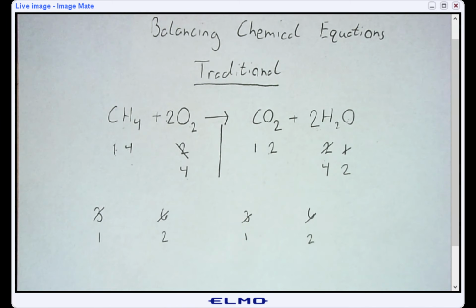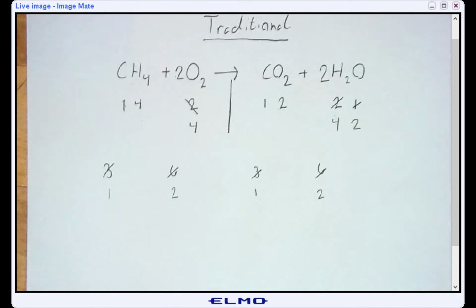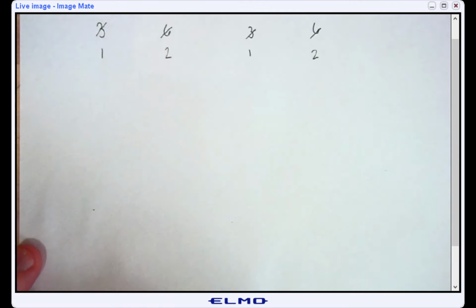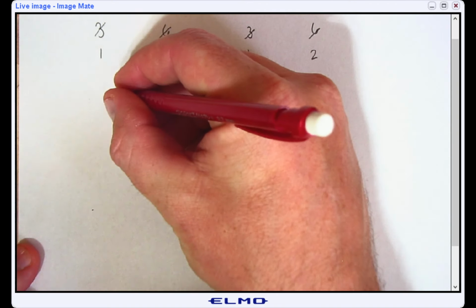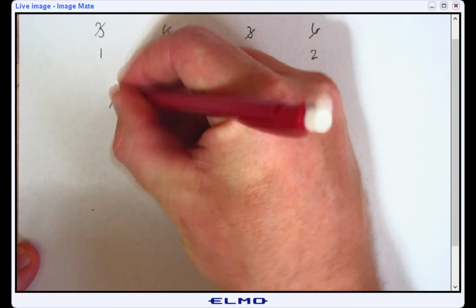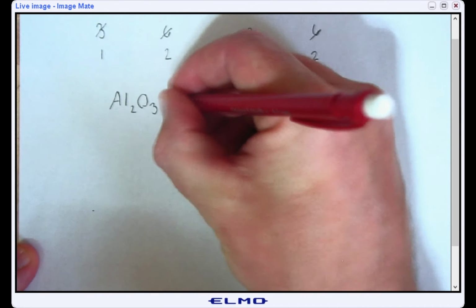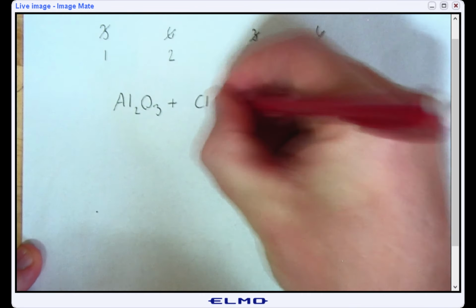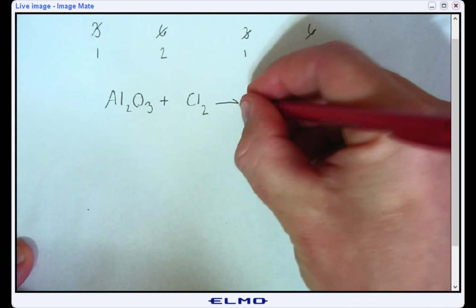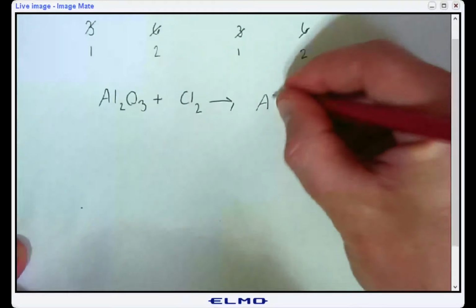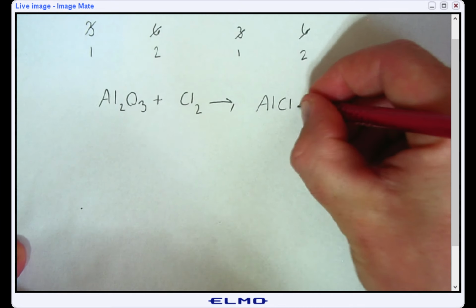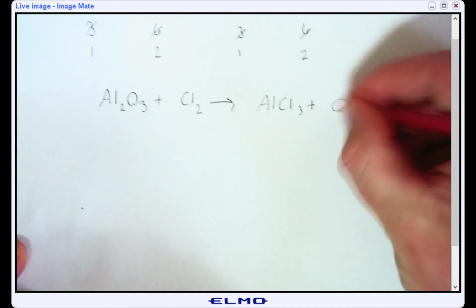Let's look at another type of traditional one, okay? Let's put this paper up just a wee bit, and let's look at another one. Let's go to aluminum oxide plus chlorine gas yields aluminum chloride plus O2 gas.